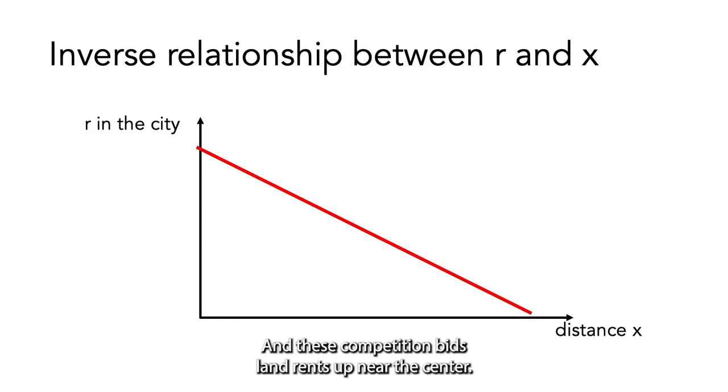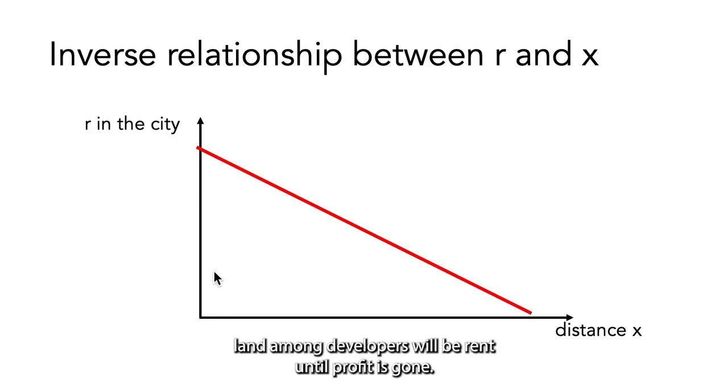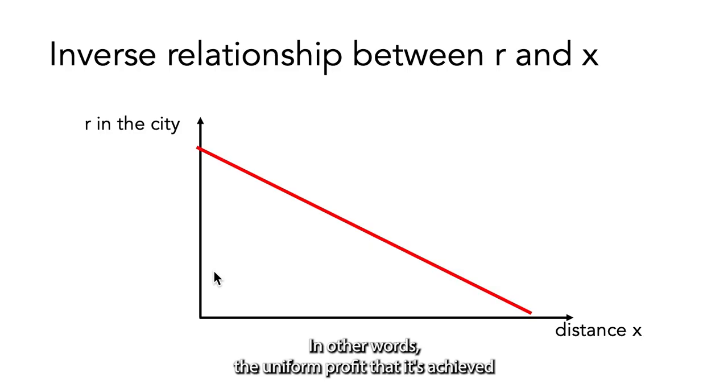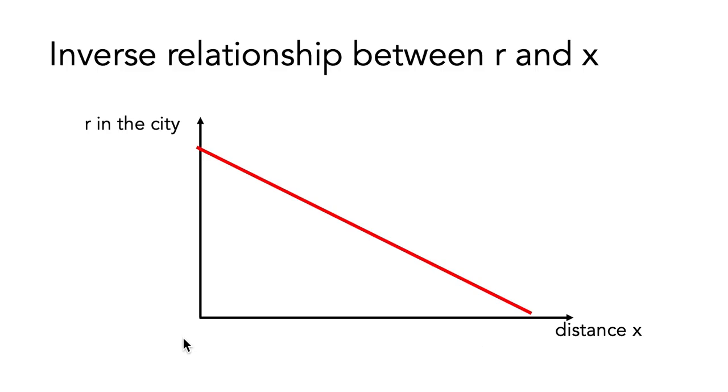And this competition beats land rents up near the center. And since there's little demand in the suburbs, this leads to lower demand and lower rent in the suburbs. Competition for this land among developers will beat rent until profit is gone. In other words, the uniform profit achieved all over the city, compensating for land rent differentials, will get developers to the point where they have zero profits.